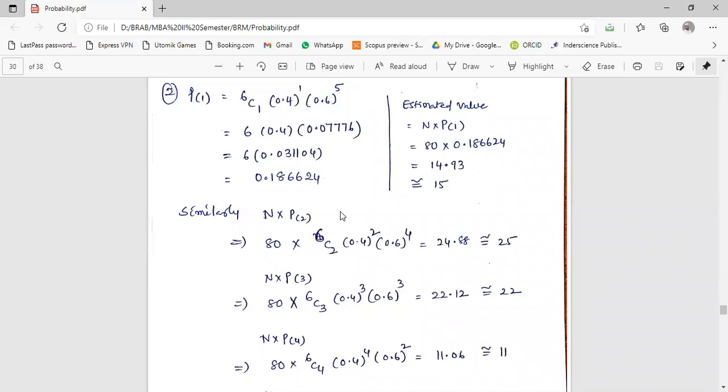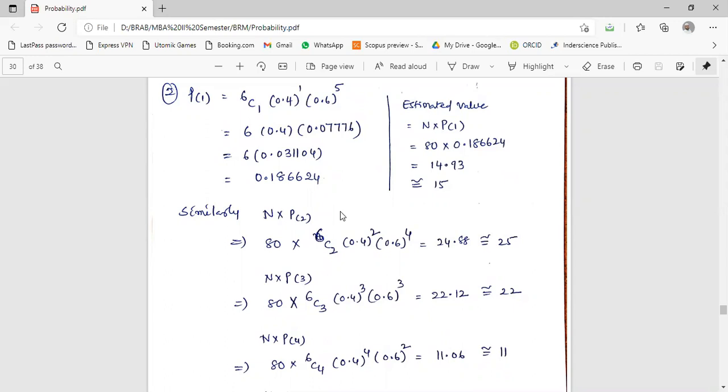Six C2 into 0.4 whole square into 0.6 whole to the power 4. So you have to find that 6C2 value, again 0.4 whole square and 0.6 whole power 4. Then if you multiply, what will you get? You will get the value of 24.88, which is approximately 25. You have to simplify it, okay?